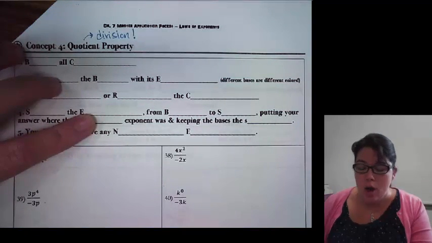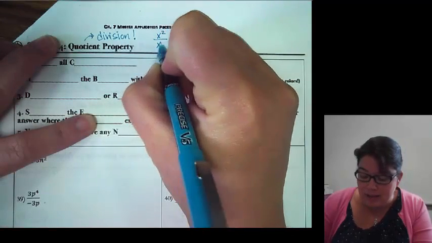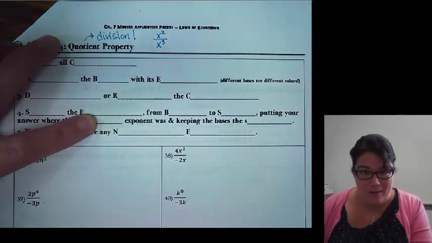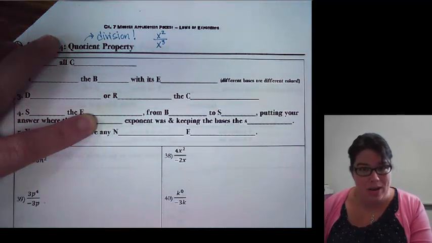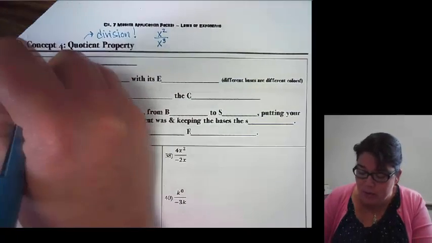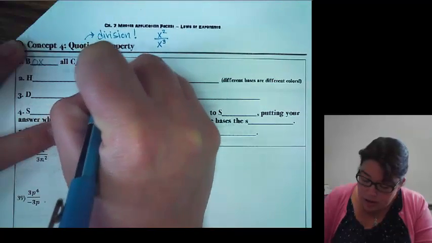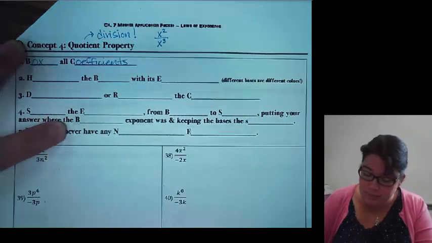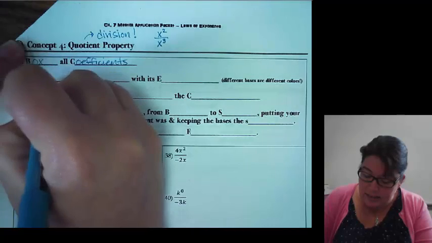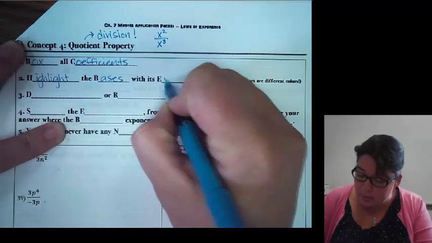What do we do when we have exponents that are being divided? Okay, you have a base, you have an exponent, they're being divided. How do we handle that? Let's take a look. First thing you're going to do, just like before, is box all coefficients. Box your coefficients.